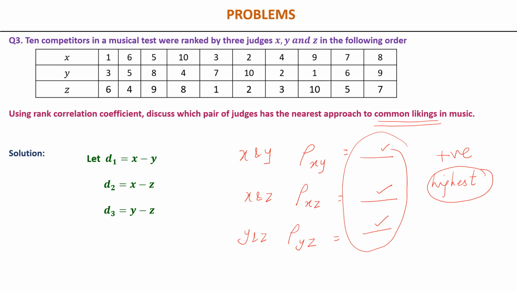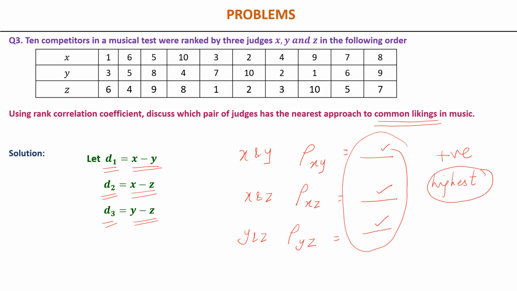Here it is music. So since I am taking them in pairs, I have to find three Ds. One is D1, one is D2, one is D3. So I am taking the difference of ranks between X and Y, X and Z, and then Y and Z.